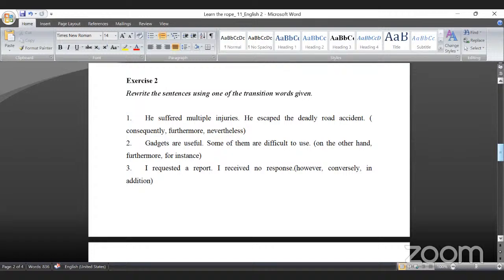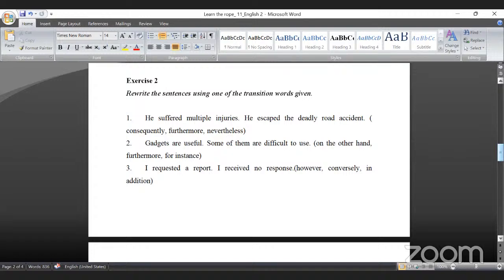Second, gadgets are useful. Some of them are difficult to use. On the other hand, furthermore, for instance. On the other hand. Yeah. Whatever the answer is, just let me know in full. Gadgets are useful. On the other hand, some of them are difficult to use. So what is this on the other hand? Does it show contrast or addition, or does it show reason and concession? Contrast. Okay, contrast.